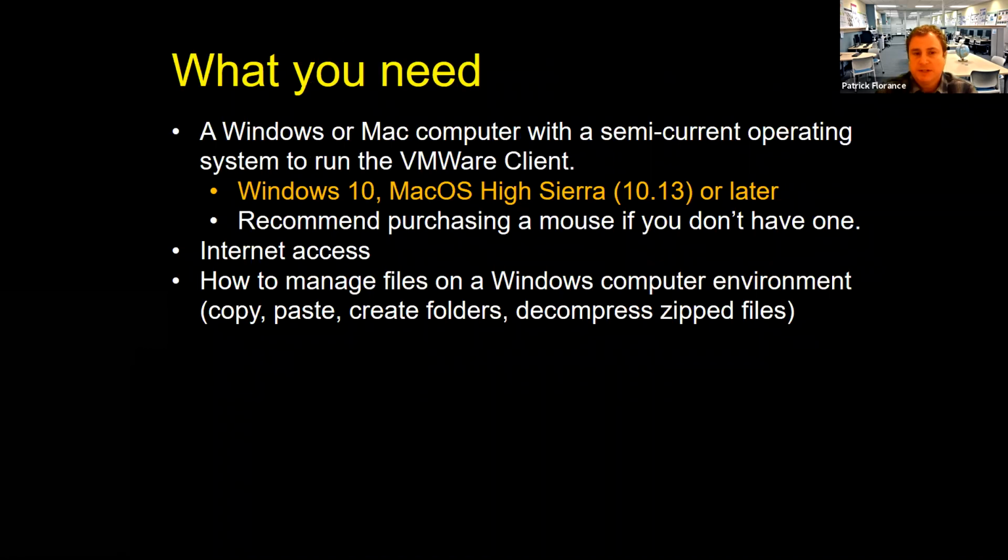So what do you need to take this class? Well, you need a Windows or a Mac computer with a semi-current operating system so that it can run the VMware client to use the remote labs. I do recommend purchasing a mouse if you don't have one, as using GIS with a trackpad can be a bit challenging. You need to have internet access, and you need to know the basics of a computer. But if not, we can work with you on that.